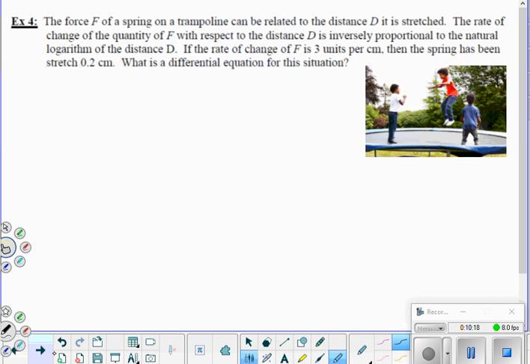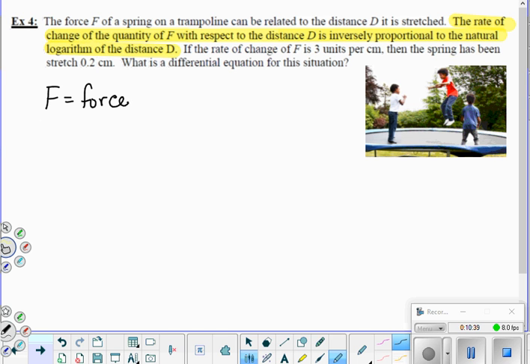What is the differential equation? So for this one, we actually are going to be able to solve for K. So there'll be a couple steps for us. First, let's just focus on getting that differential equation written. The rate of change of the quantity F. F was equal to force, wasn't it?